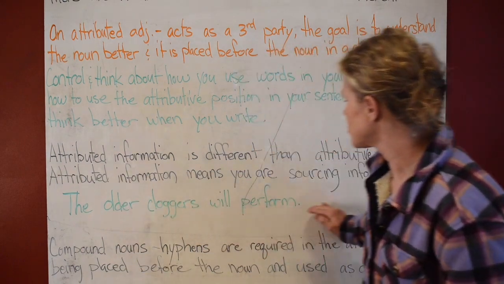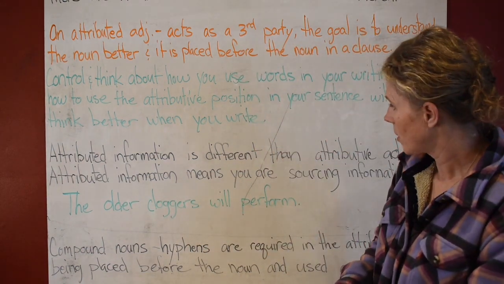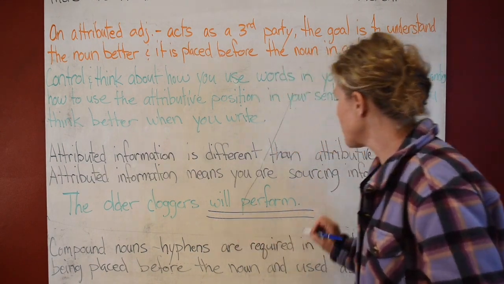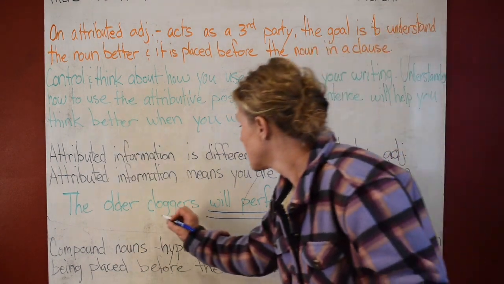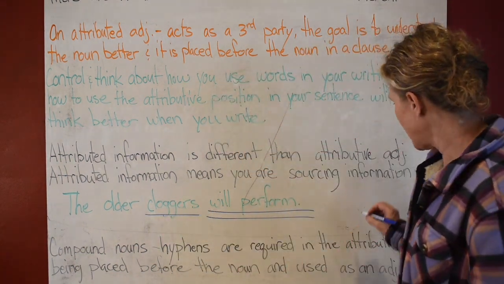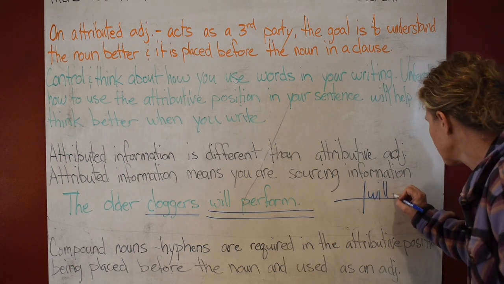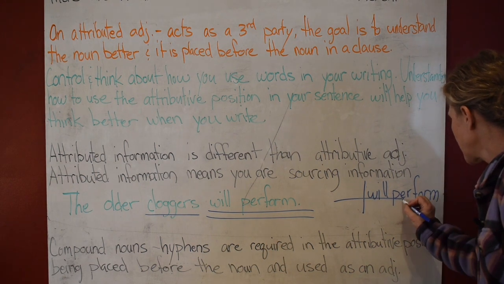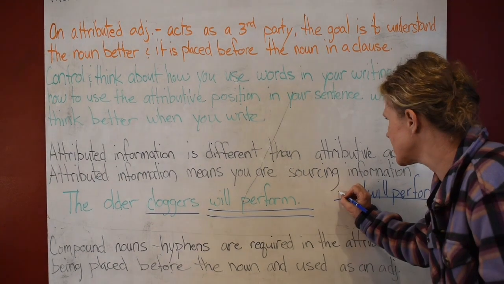Now let's go ahead and diagram this. The older cloggers will perform. What's your verb? Will perform. Who will perform? Older cloggers. Okay, so now we're going to put will perform. This is your verb line. Who will perform? This is your subject line.